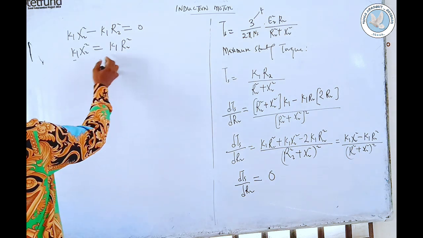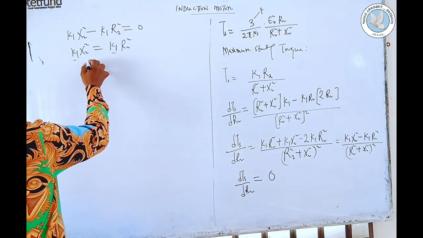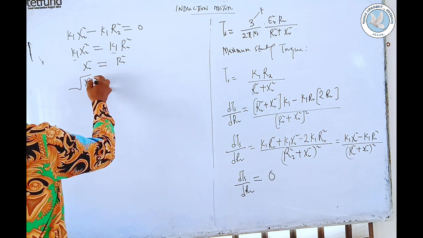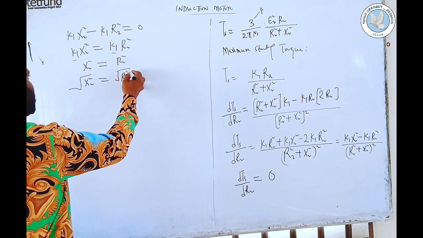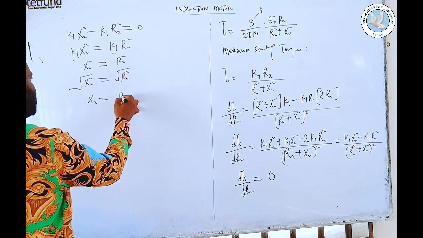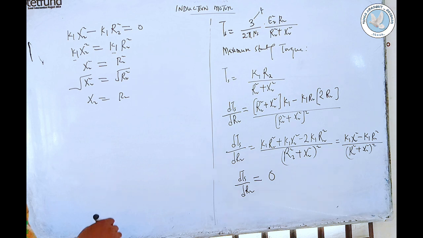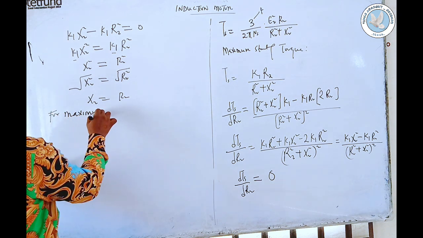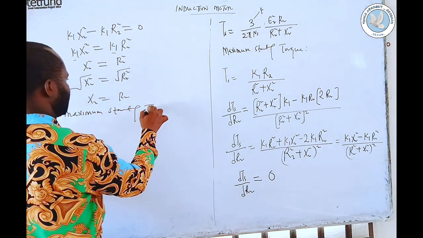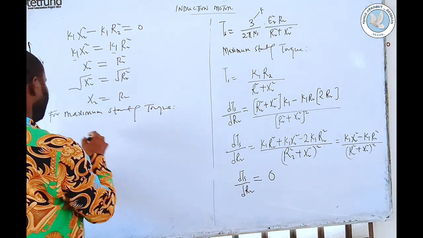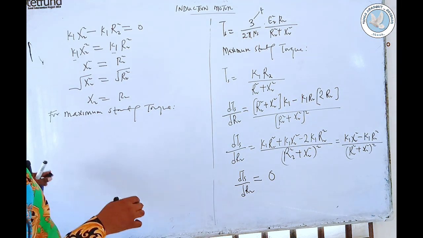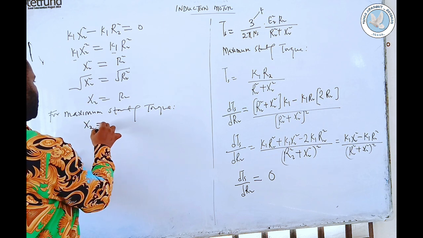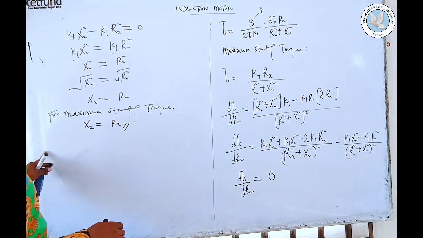So this will cancel out. We are having this equals to this. So finding the square root of both sides, this is giving us that this is this. So hence for maximum starting torque, the rotor reactance must also be the same as the rotor resistance. This will also be the same to this. So that is a condition.